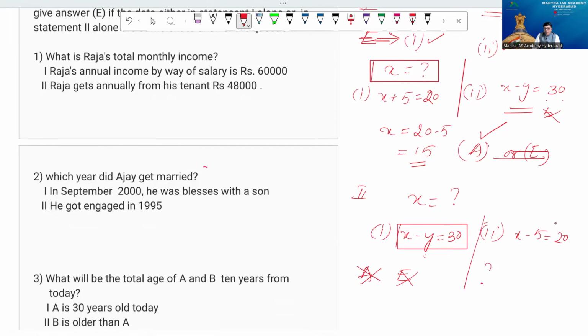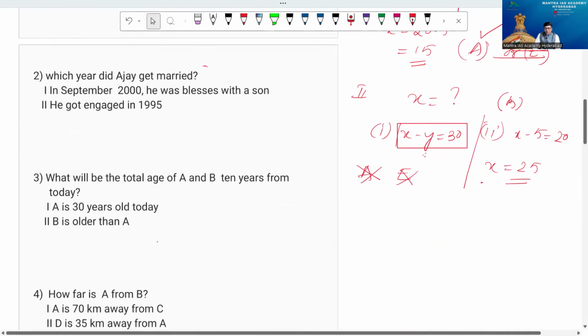x minus 5 is equal to 20 indicates x is equal to 20 plus 5, it's 25. I got the answer by using the second statement. So my answer is B. The second model is completed. Then please go to question number 3 now. Same thing, x is equal to what?